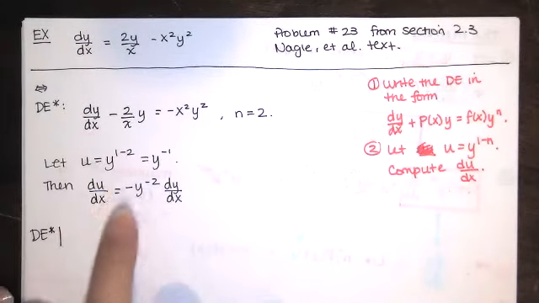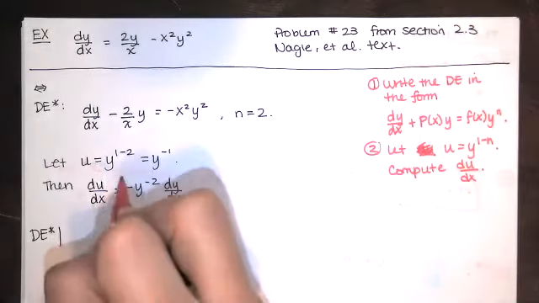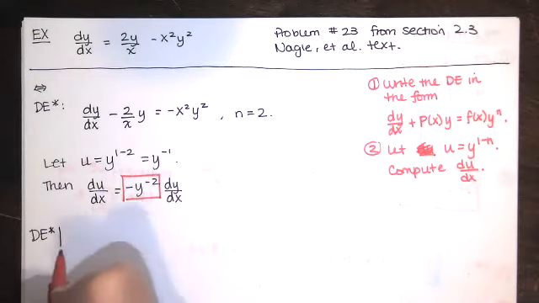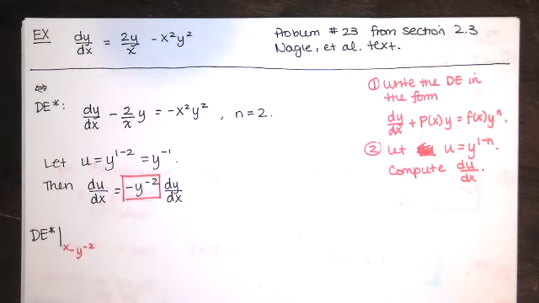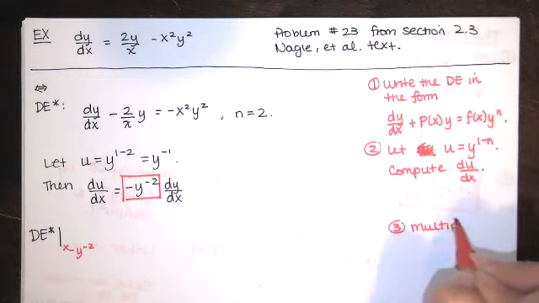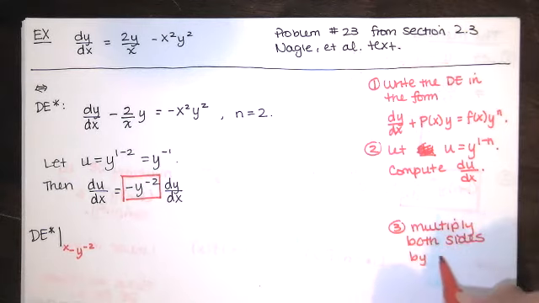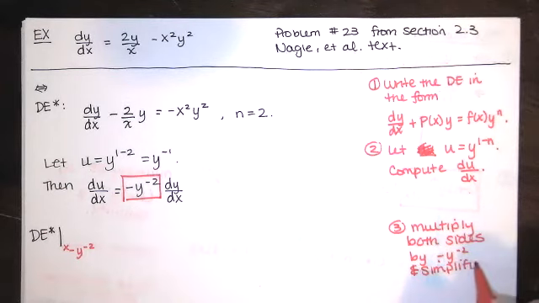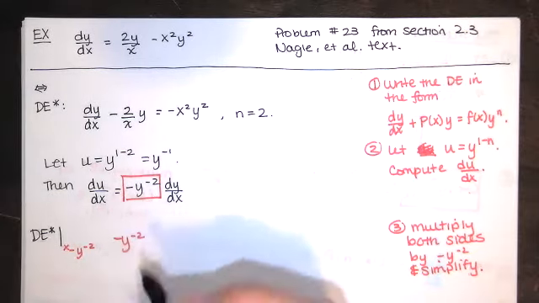and I want this first term to be du dx when I'm done. So I'll take dE star and multiply both sides by this. That way, when I'm done, that first term is du dx by design. So we're going to multiply both sides by negative y to the negative 2, and then we'll simplify. So I'll have negative y to the negative 2 times dy dx.